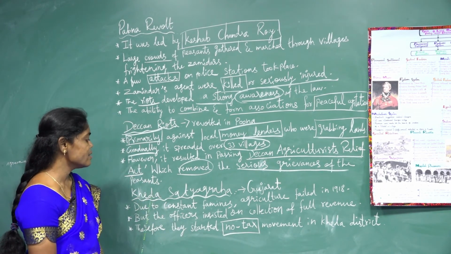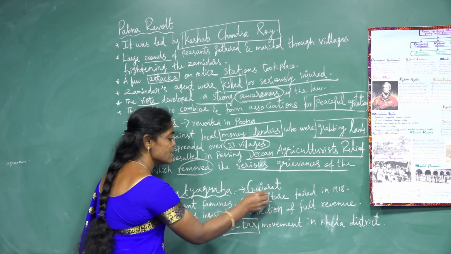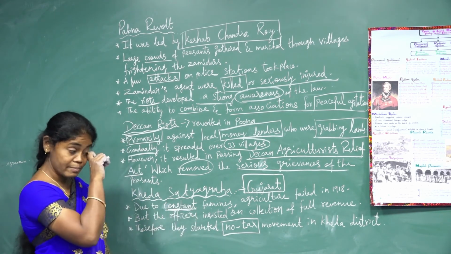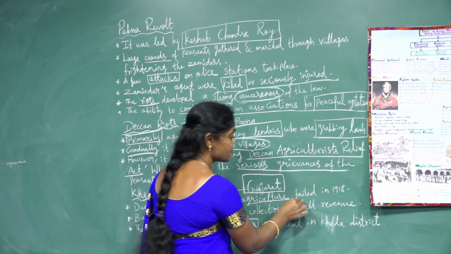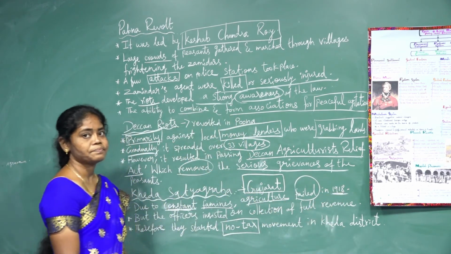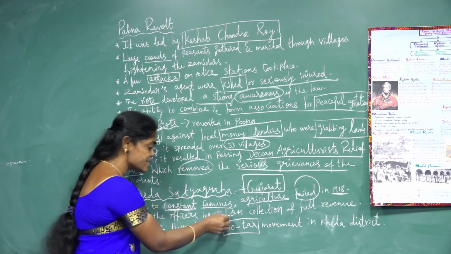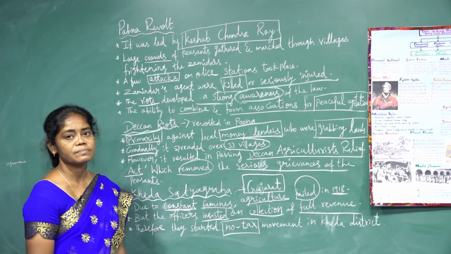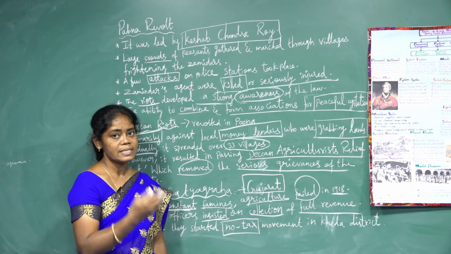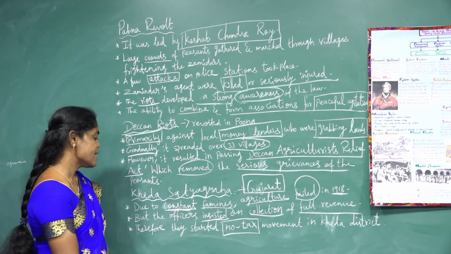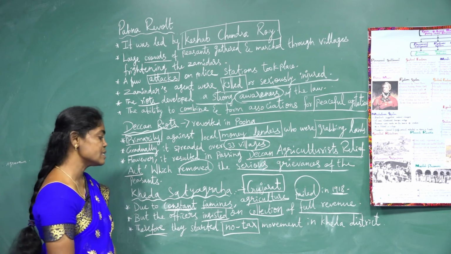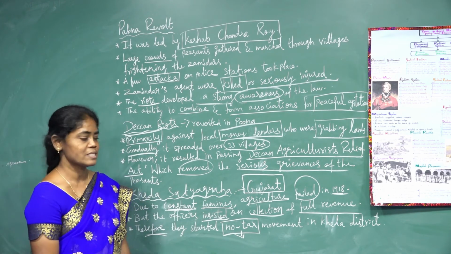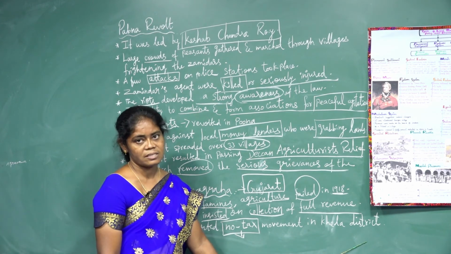Now we will see the Kheda Satyagraha. It started in Gujarat. Due to constant, that is continuous, famine, agriculture failed in 1918. But the officers insisted on the collection of full revenue. They did not reduce it; they insisted on settling the full revenue. Therefore, the peasants started a revolt, that is, a no-tax movement, in Kheda district.